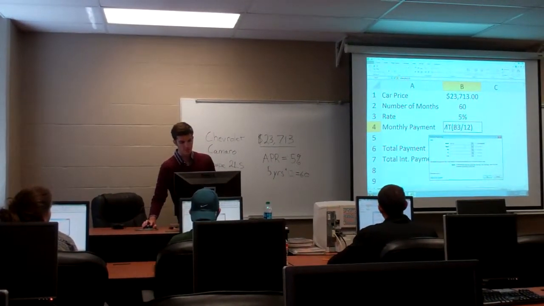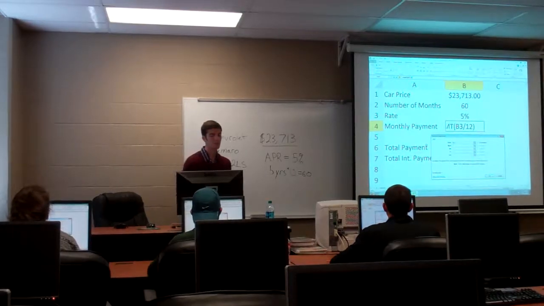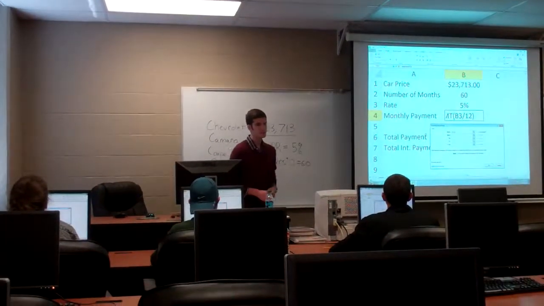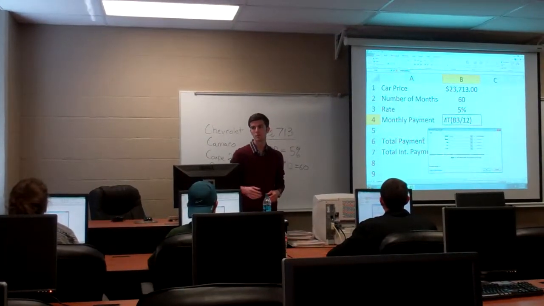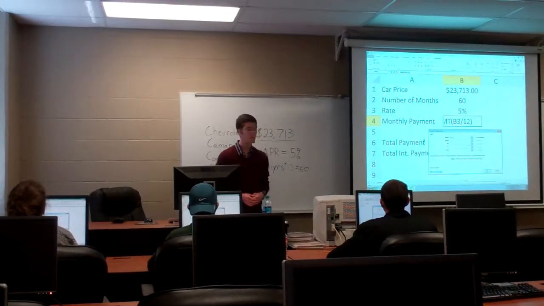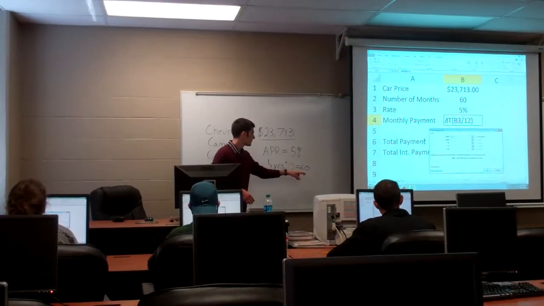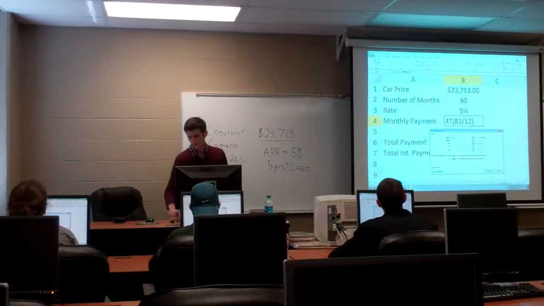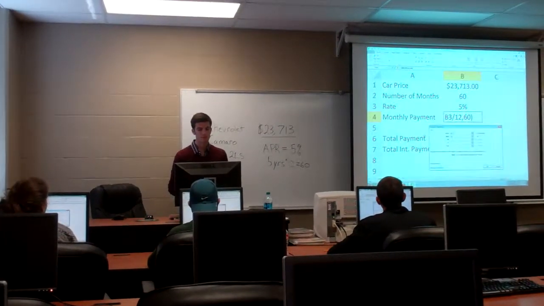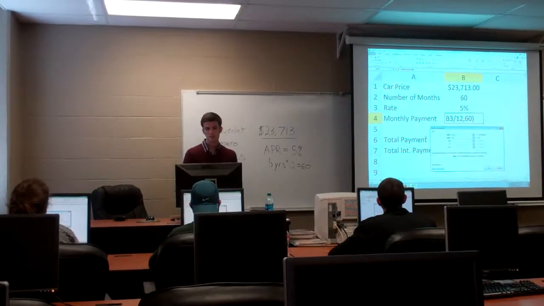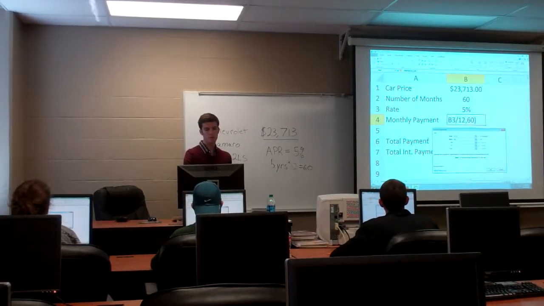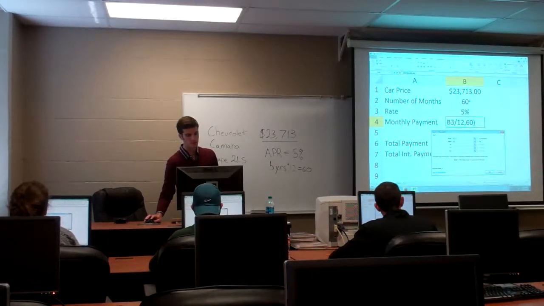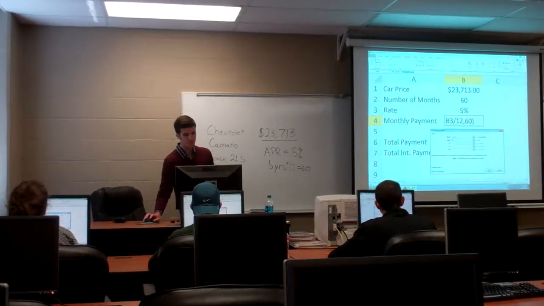Now down for NPER, NPER is the total number of payments you'll be making. So this is broken down into how many months we'll be making a payment, which for 5 years will be 60. So we'll have 60 total payments that we'll be making. You can either type it in, or you could click on cell B2 to enter in that information.